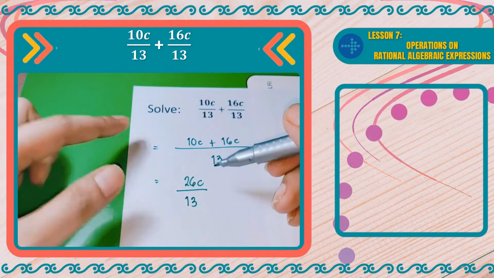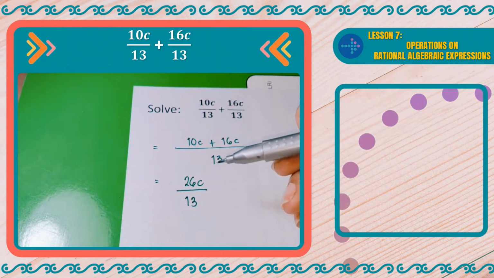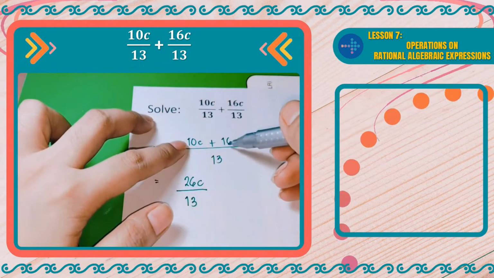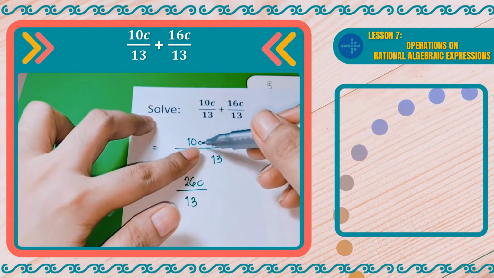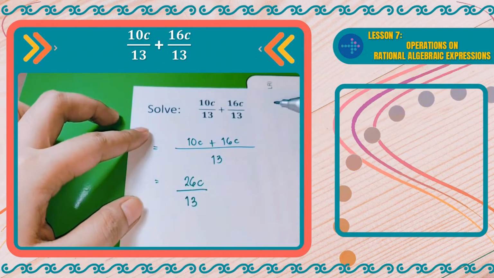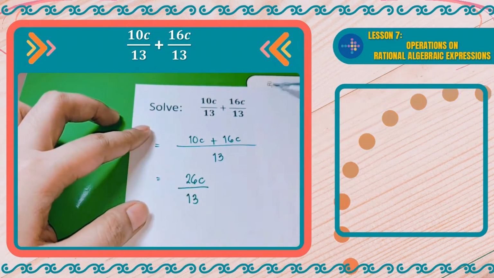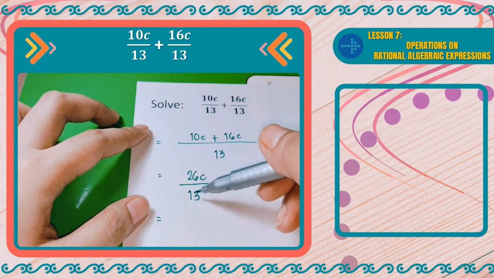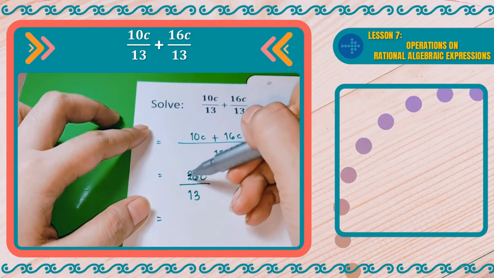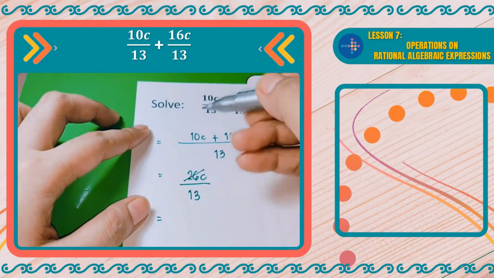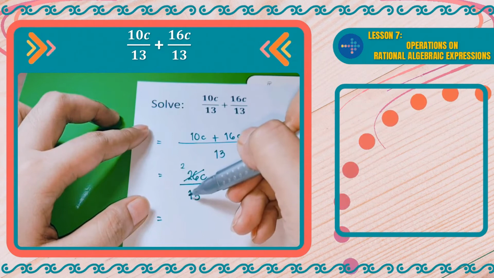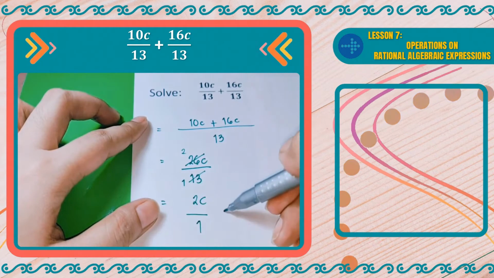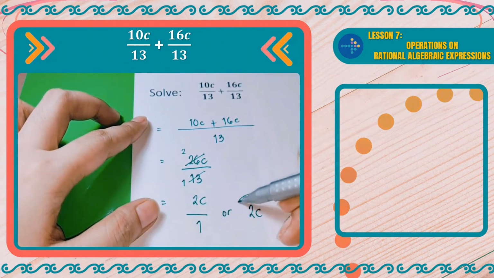Bakit 26c? Kasi kapag nag-add tayo ng similar terms, ang ginagawa lang natin is add yung ating numerical coefficients, then copy the literal coefficient. So, we have 26c over 13, and check natin kung pwede pa natin siyang isimplify. 26 and 13 are divisible by 13. 26 divided by 13 is 2, and 13 divided by 13 is 1. Therefore, we have 2c over 1, or simply 2c.